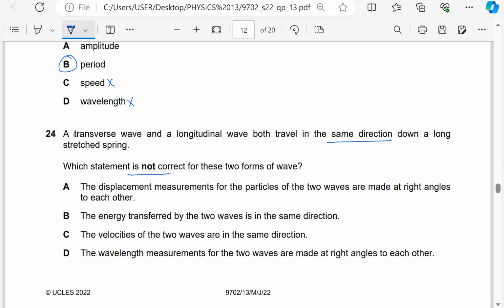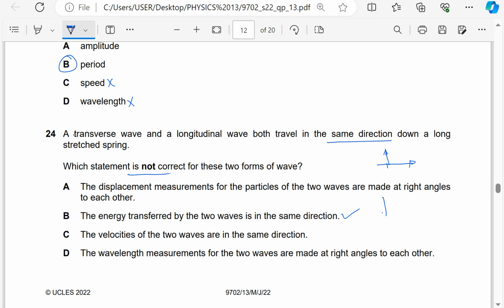The displacement measurements for the particles of the two waves are made at right angles. Displacement of the particles, that is correct. Because for transverse, we measure the displacement, say, vertically upwards, yet for longitudinal, we measure the displacement horizontally. So they are made at right angles to each other. The energy transferred by the two waves is in the same direction. Of course, this is correct.